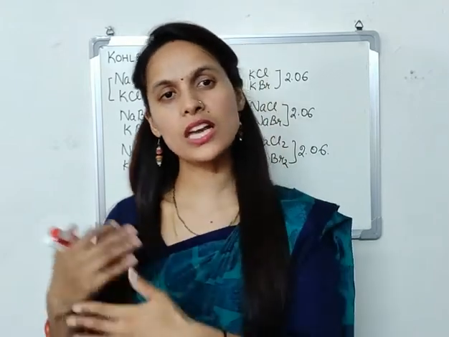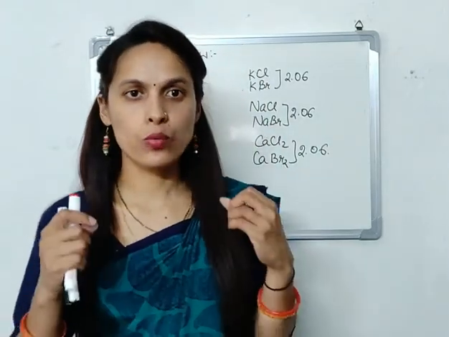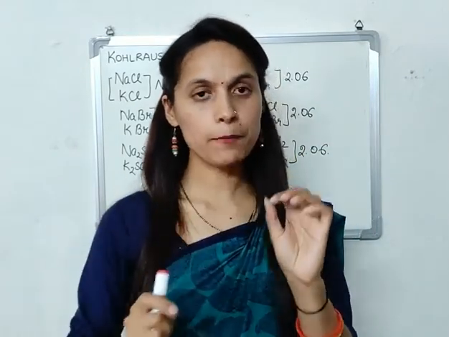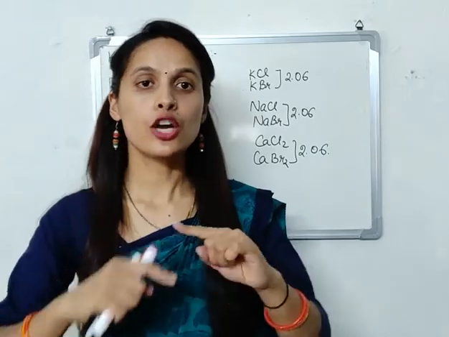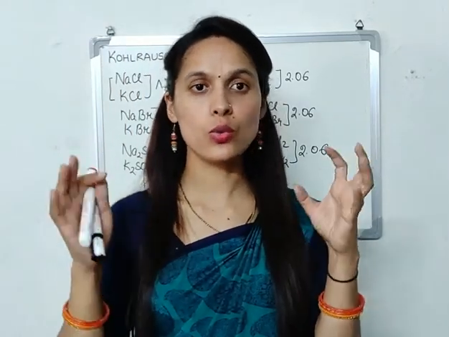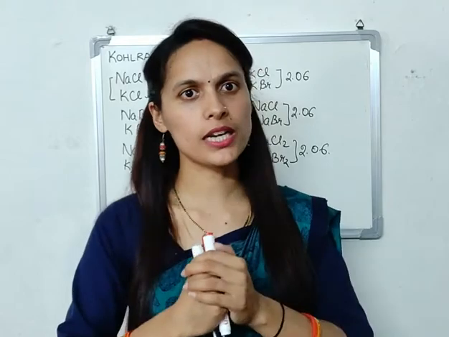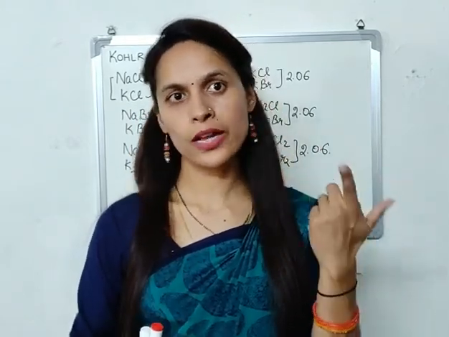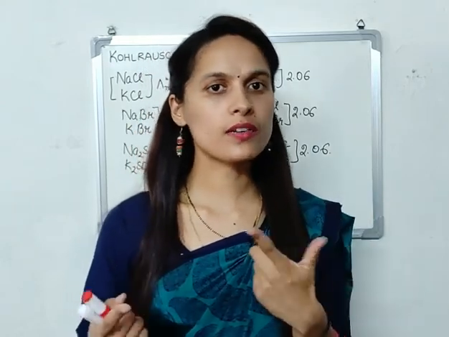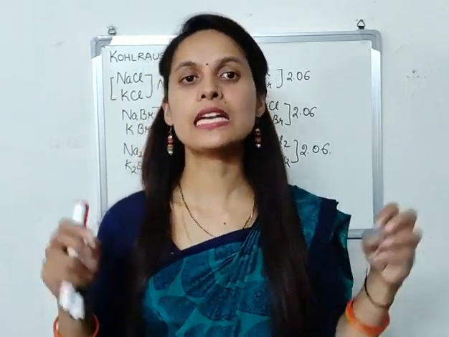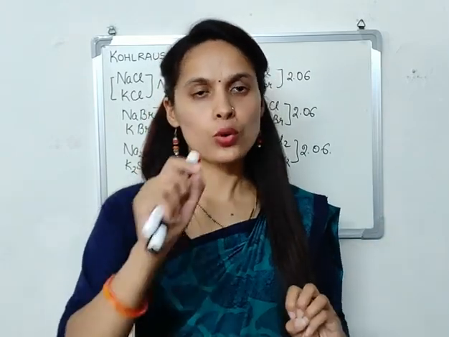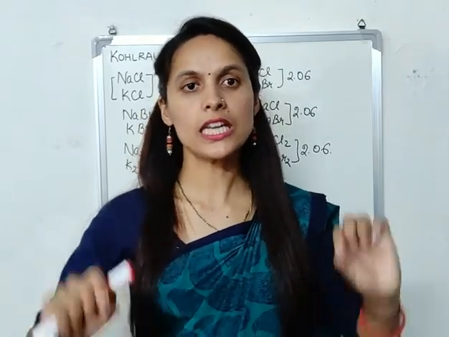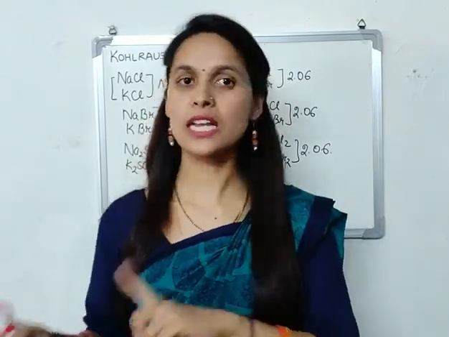Means irrespective of the other ions of the electrolyte. So what Kohlrausch concluded is that each ion makes a definite contribution towards the total molar conductivity of the electrolyte at infinite dilution. We are talking about lambda naught. So lambda m naught is the molar conductivity at infinite dilution, or we can say the limiting molar conductivity. So each ion makes a definite contribution towards the limiting molar conductivity, irrespective of the other ion of the electrolyte.